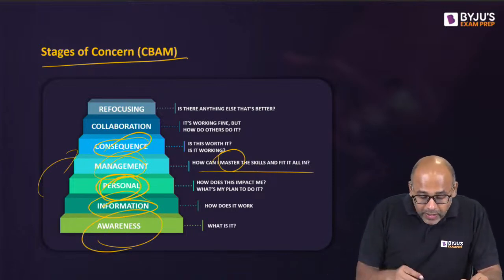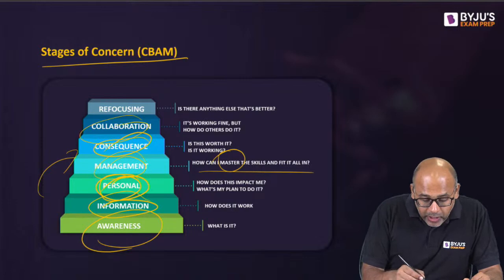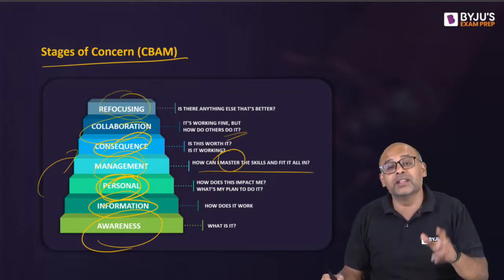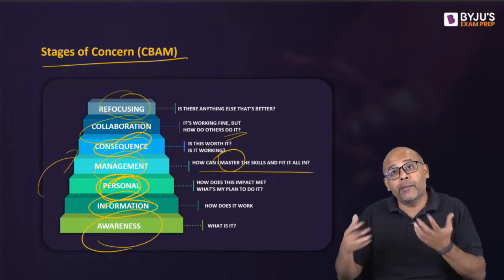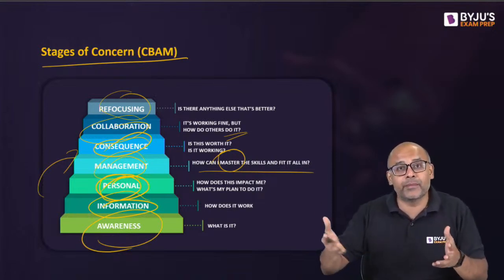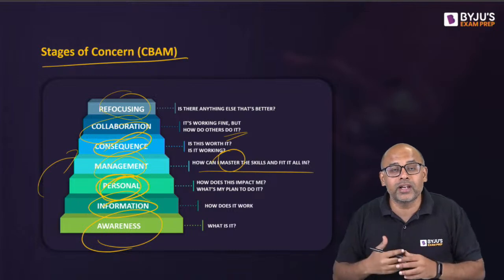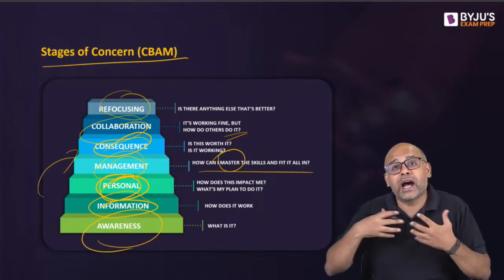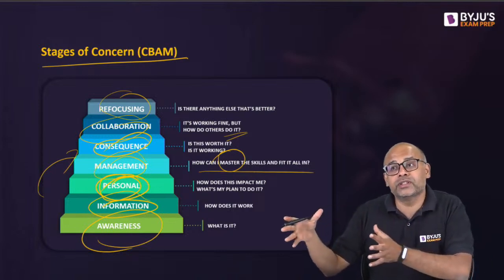Okay. And then finally you have collaboration and refocusing. So collaboration is, it's working fine, but how do others do it? So I'm using it. Let's take the example in the same case of AI in my quant. Let's say it's working for me. Great. Now I am not just the person who is solving quant questions.